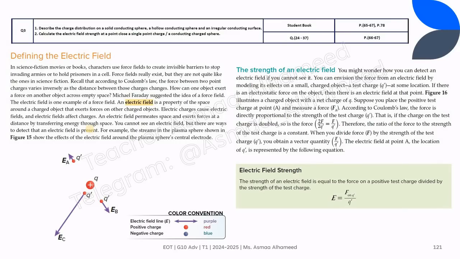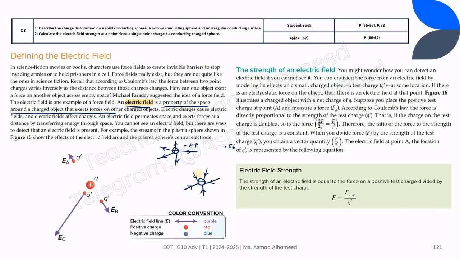Now we go to the electric field. We said that electric field is a property of the space that is around the charged object, that is either positive or negative. So if I have a positive charge, how does the electric field look like? It will start from the charge and go away. If I have a negative charge, it will start from infinity and come close up to the charge. Now if you are closer, your electric field is higher.